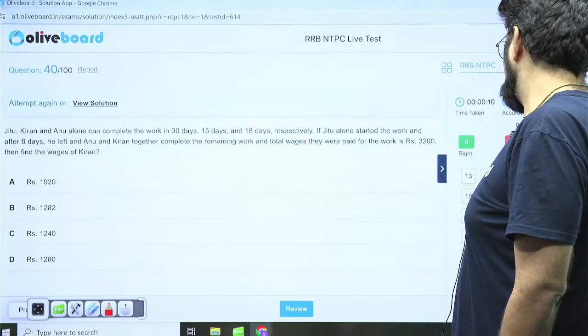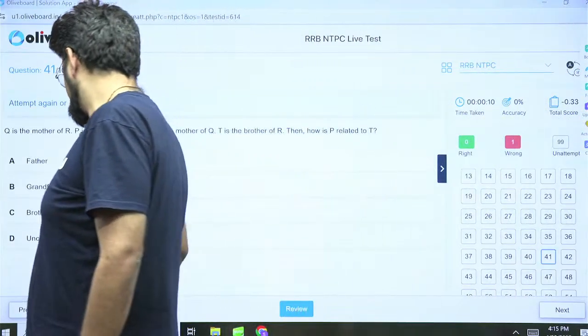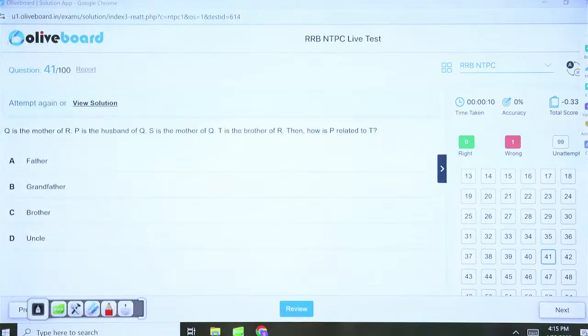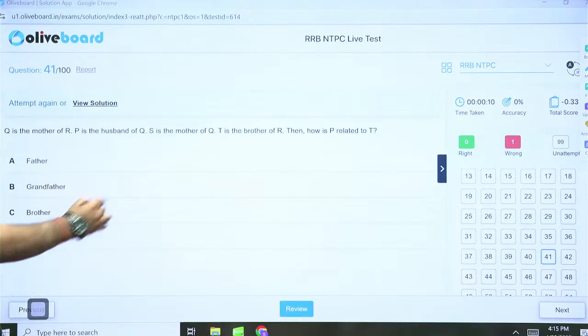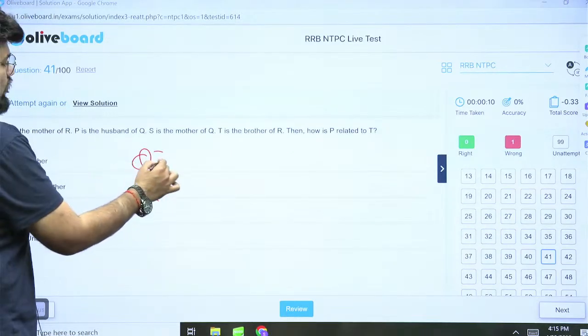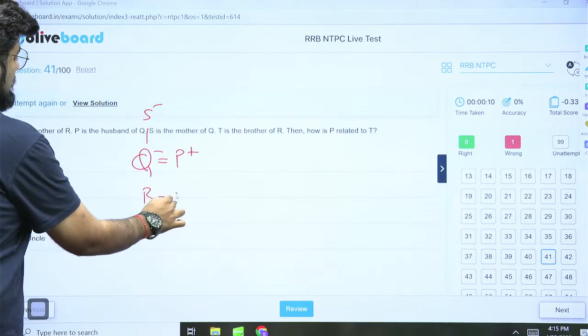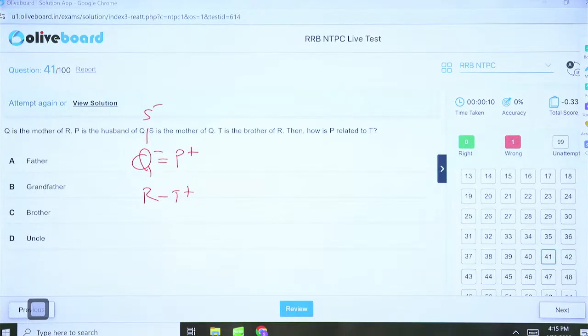40. Okay, blood relations. Keep participating. Don't lose the zeal. Q is the mother of R. P is the husband of Q. S is the mother of Q. T is the brother of R. Then how is P related to T? P is the father of T.